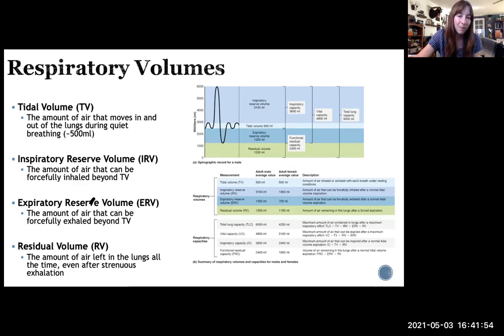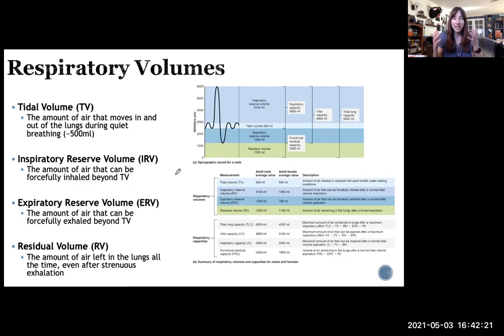All right, and the residual volume is how much remains in the lung no matter how hard you try to exhale. So no matter how hard you exhale, there will always be a little bit of residual volume left over in the lung, okay? And that is this green amount right here. Even after you exhale the most that you possibly can, there will still be residual volume left over, okay?